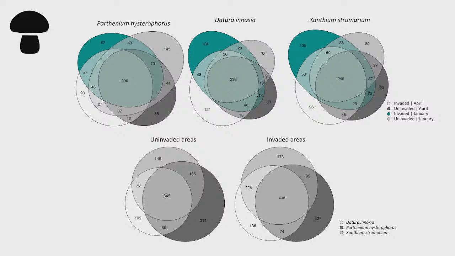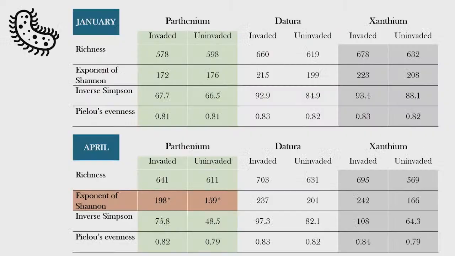Now we break them down in uninvaded and invaded areas, and once again we see a high number of OTUs linked to parthenium in uninvaded areas, and the number shrinks when we look at the invaded areas. So something is going on there, but this is only a visual representation. Let's look at some analysis.